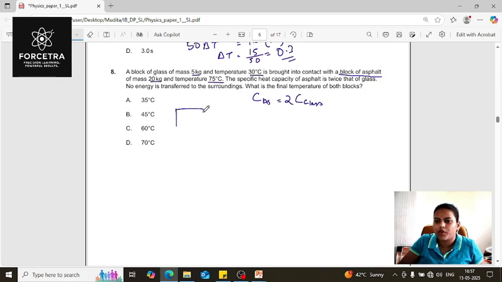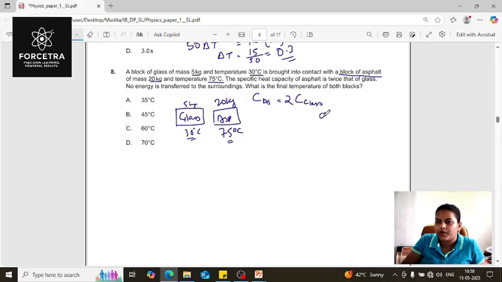So there are two blocks. One is of glass which is 5 kg and 30 degree temperature, and the other block is of asphalt having mass 20 kg and temperature 75 degrees centigrade, brought in contact. When they are in contact, there would be heat transfer and no heat transfer to the surrounding. So the glass temperature would rise, because the asphalt is at a higher temperature. So the heat flows from the asphalt to the glass.